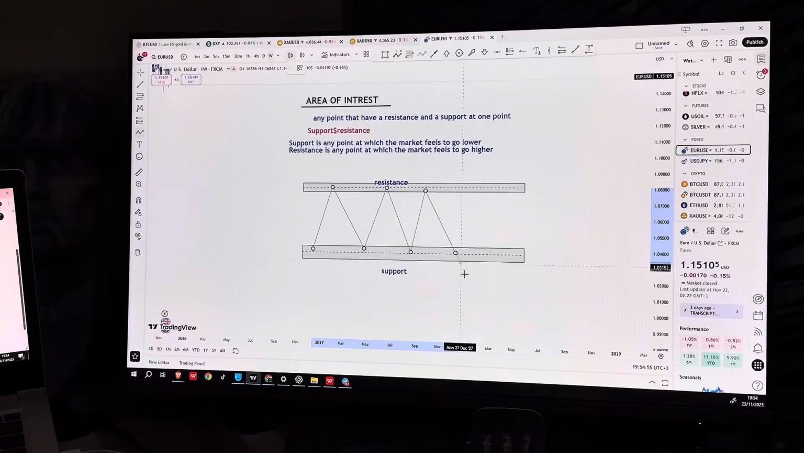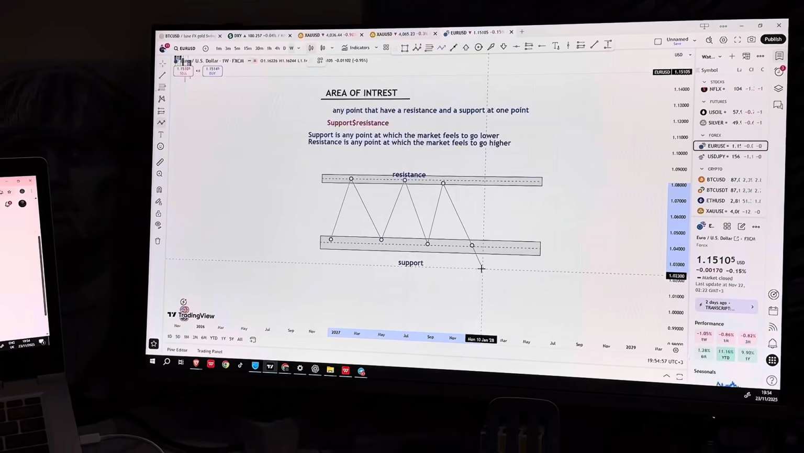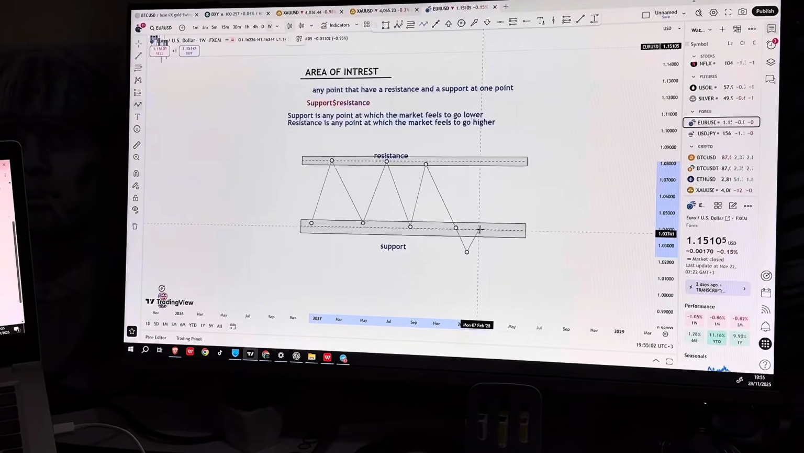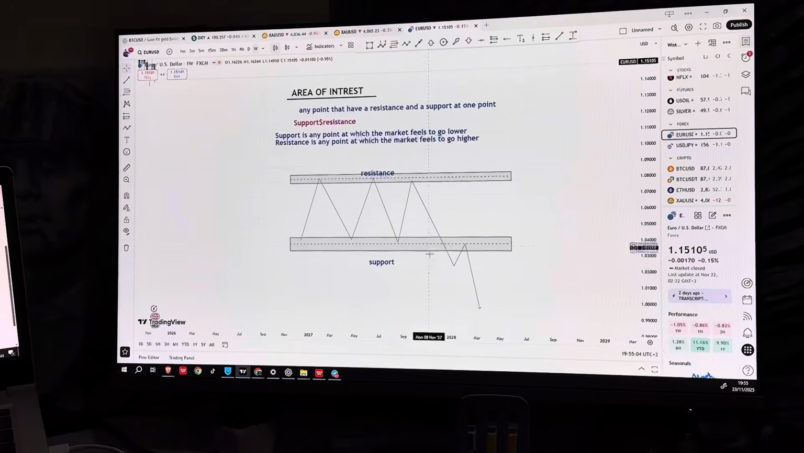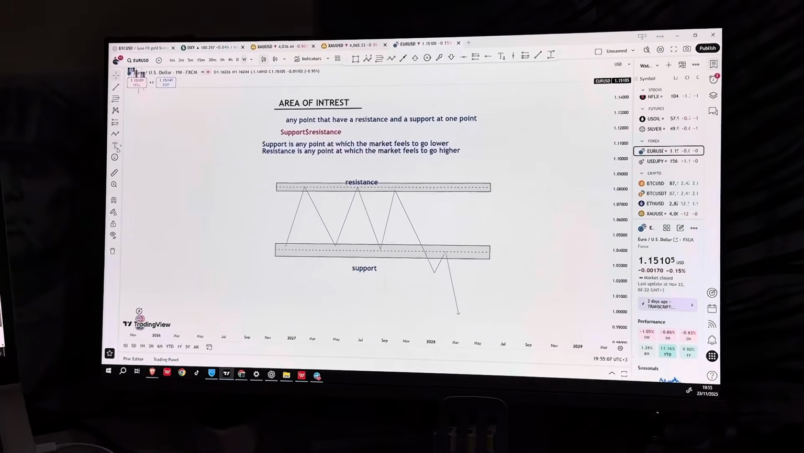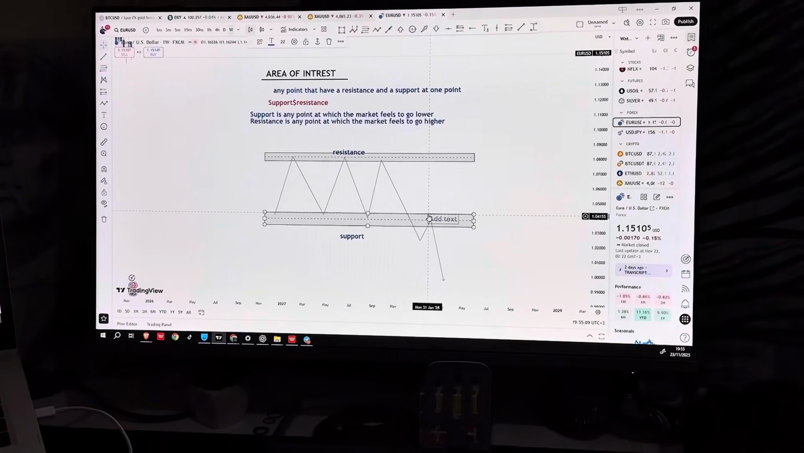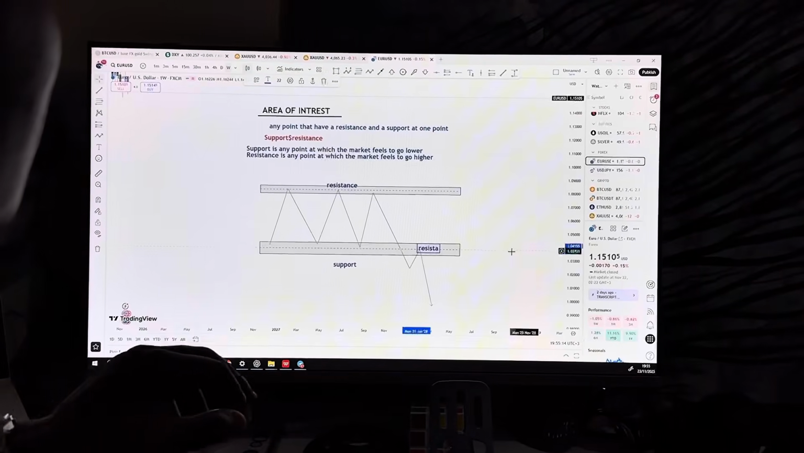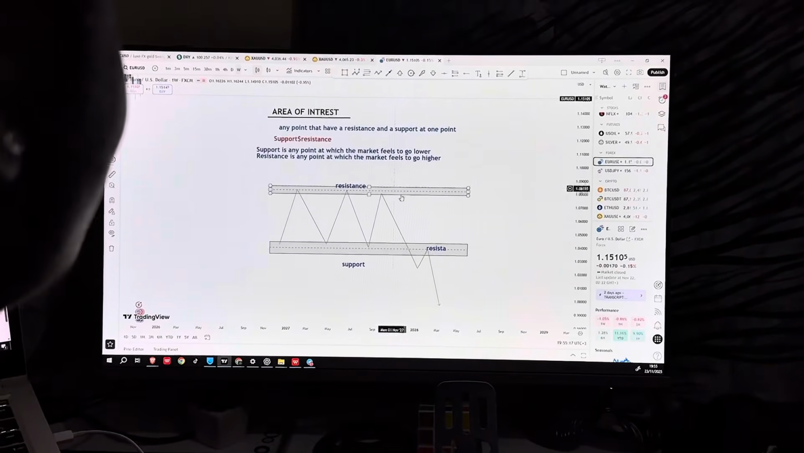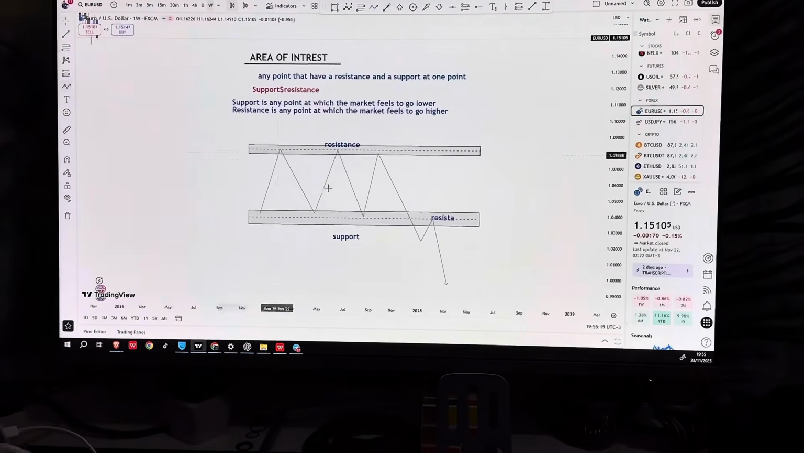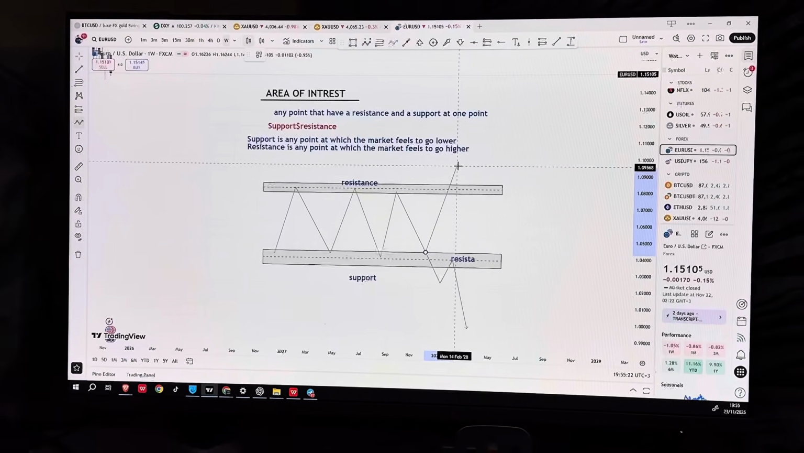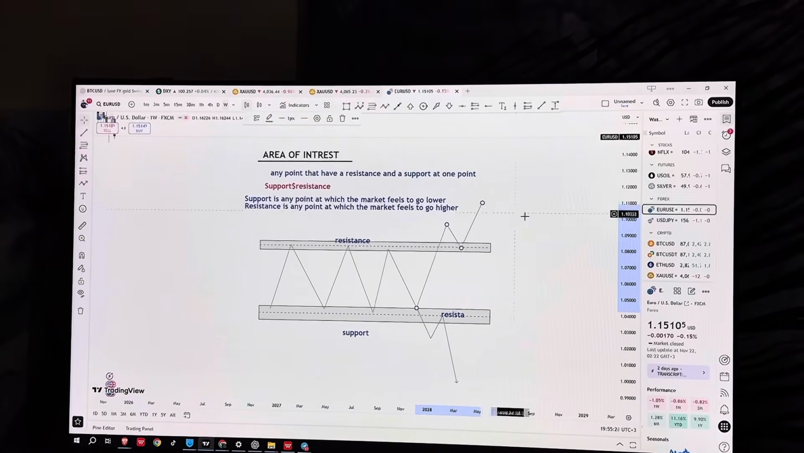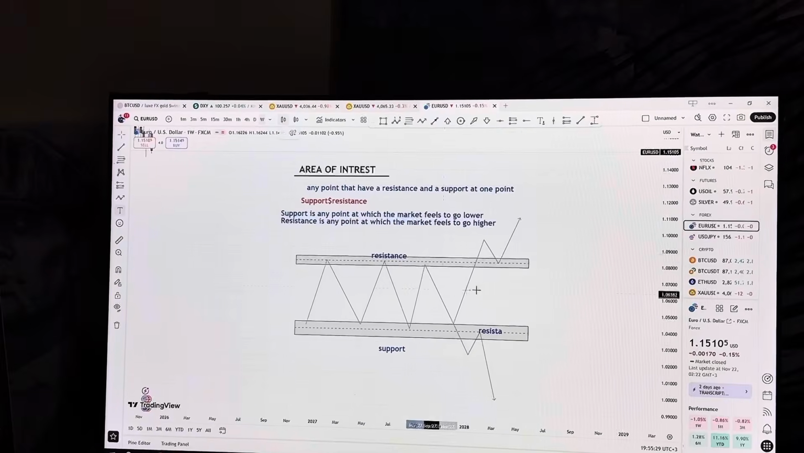But if your market breaks below your support and does a retest, this point won't be your support. This point will be your resistance. So you see, resistance we sell, support we buy. The same example: when the market reached here, it broke your resistance. When the market broke your resistance and did a retest, this point you'll call a support.